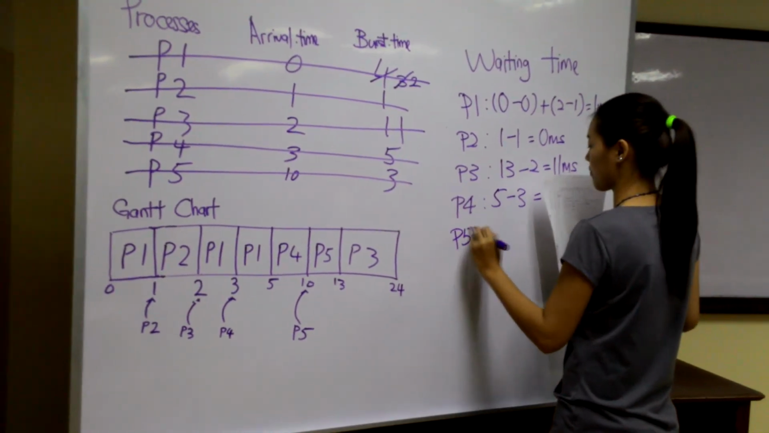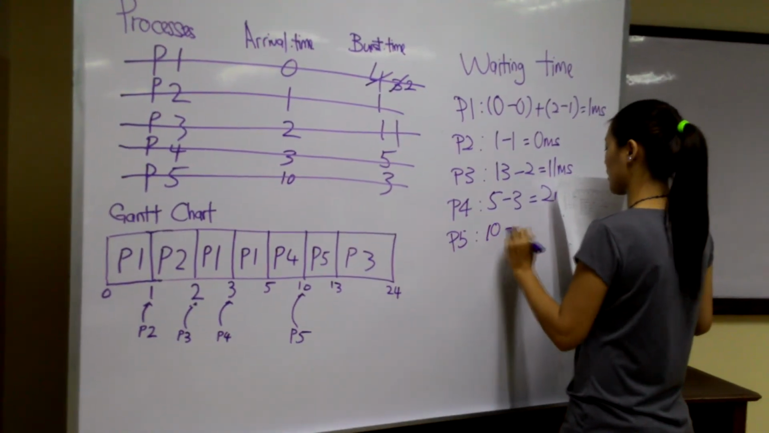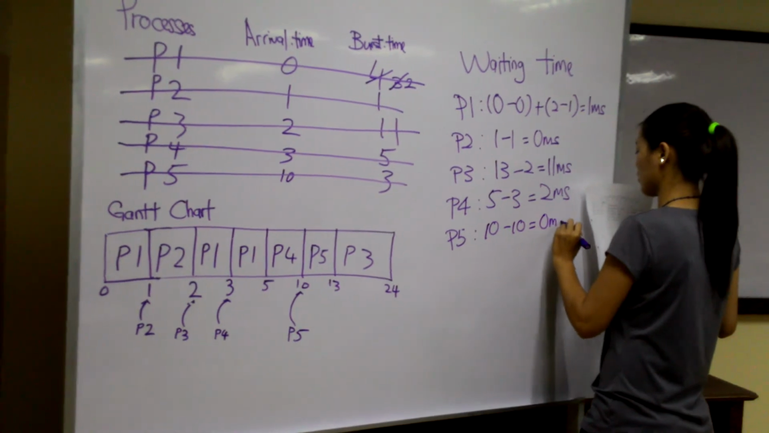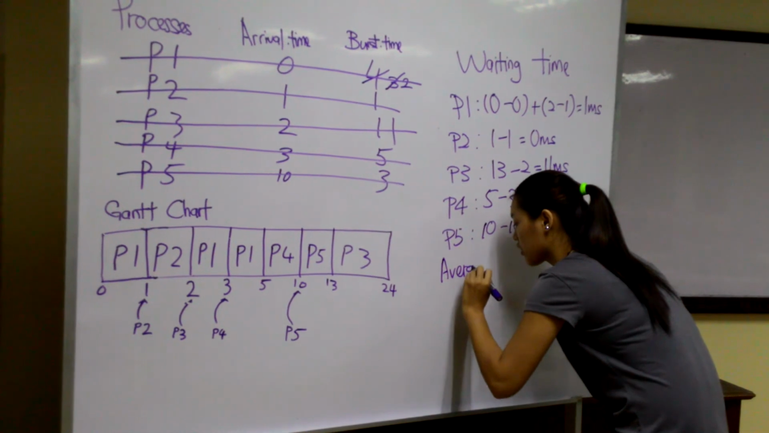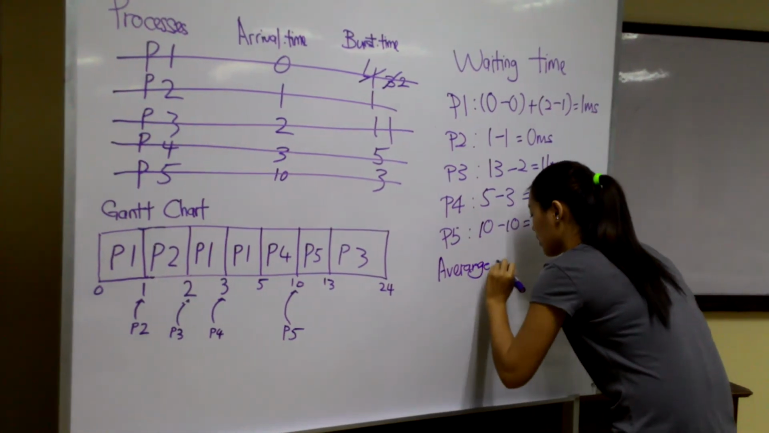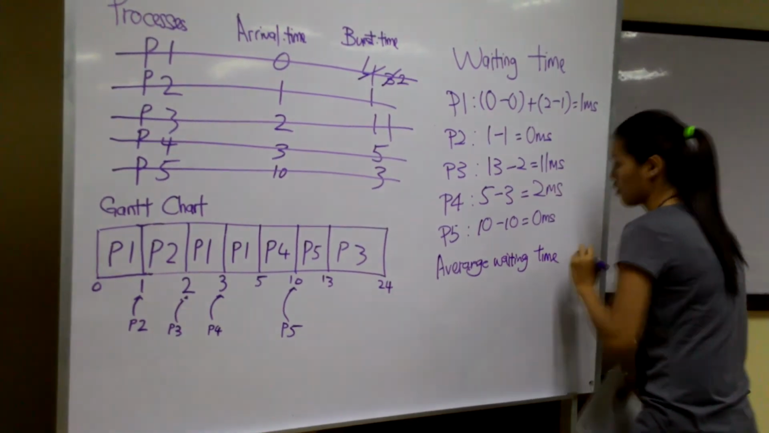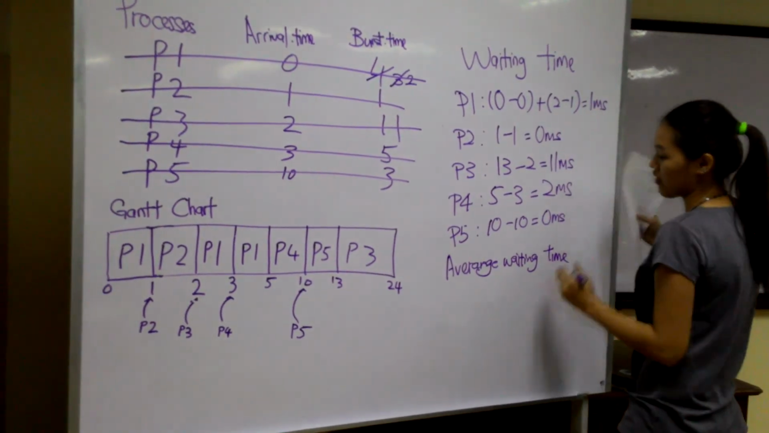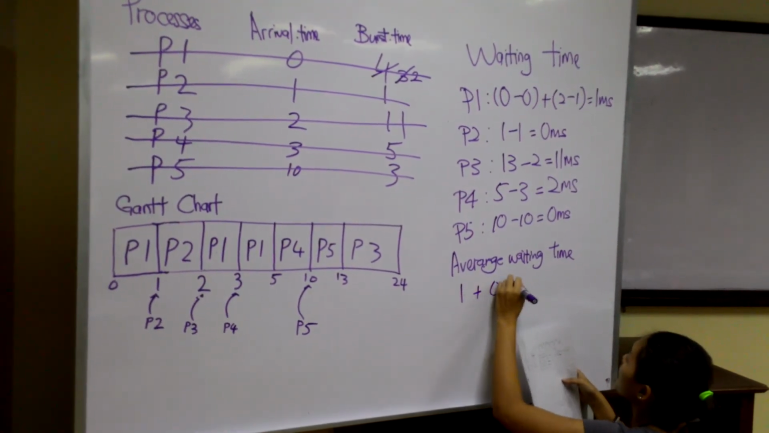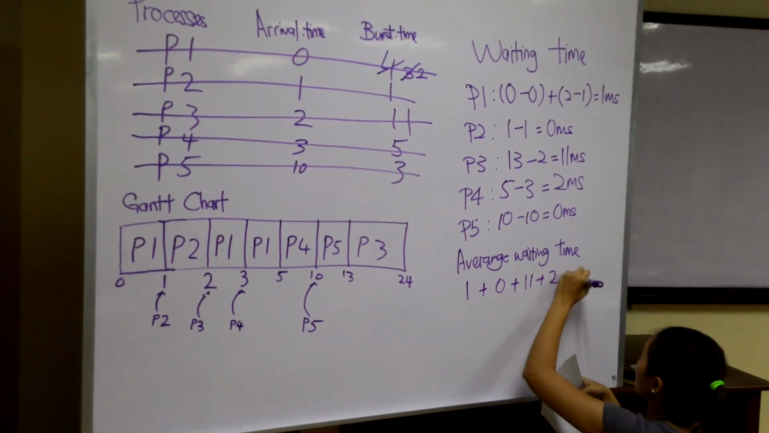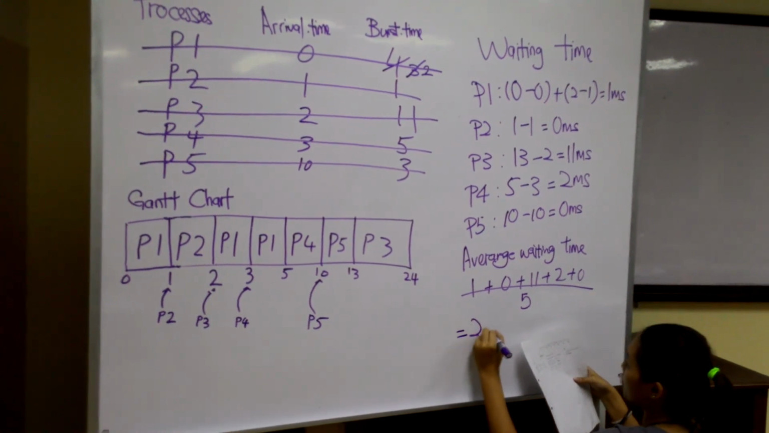P5 starting time is 10, arrival time also 10. 10 minus 10, 0 milliseconds. Now we calculate average waiting time. We total all waiting times and divide by 5. Equals 2.8 milliseconds.